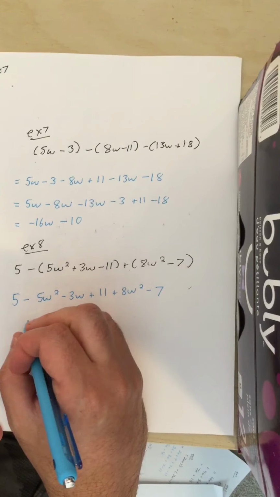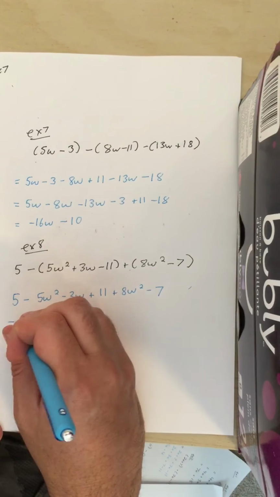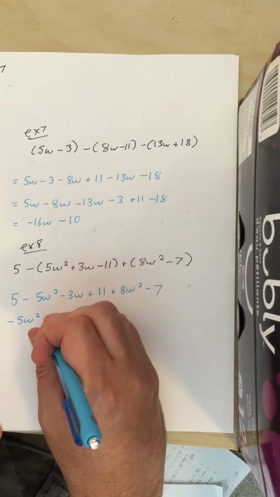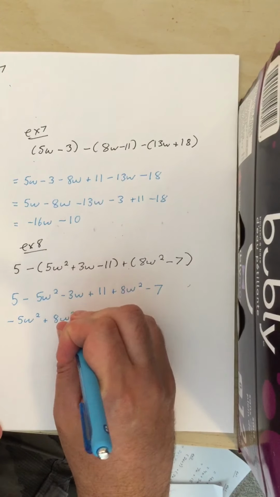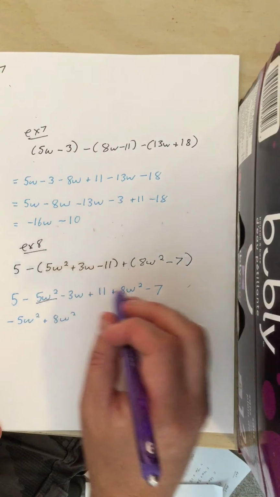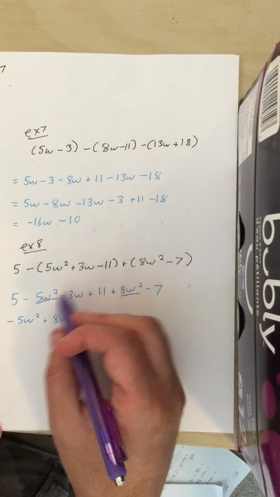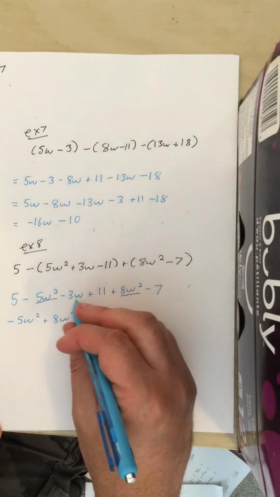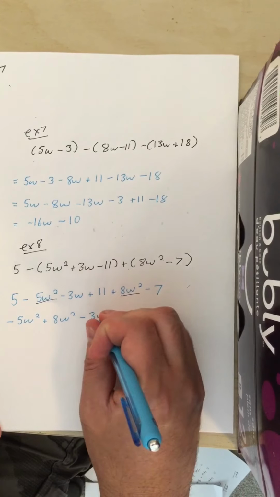So here we go. It's going to be minus 5w squared, and that's like terms with 8w squared. So I've kind of done these two. Sometimes I see people scratch it out. I wouldn't totally do that, just in case you make a mistake. Minus 3w.